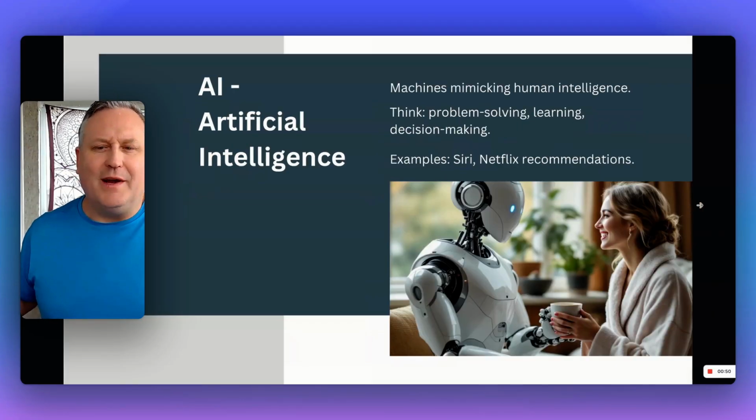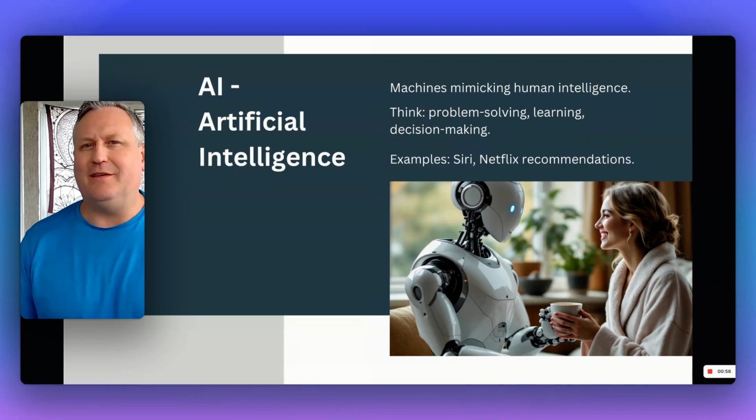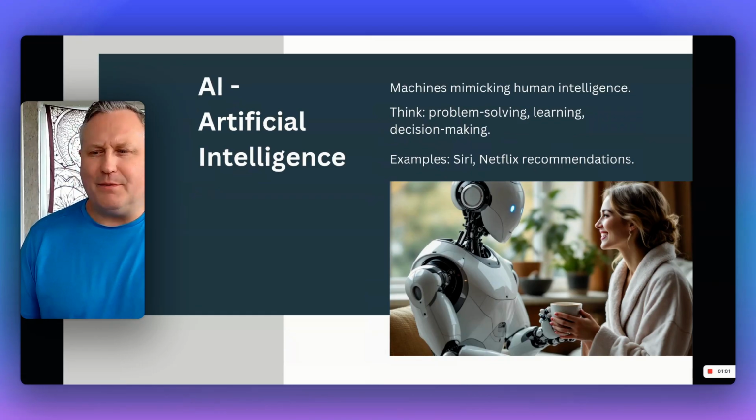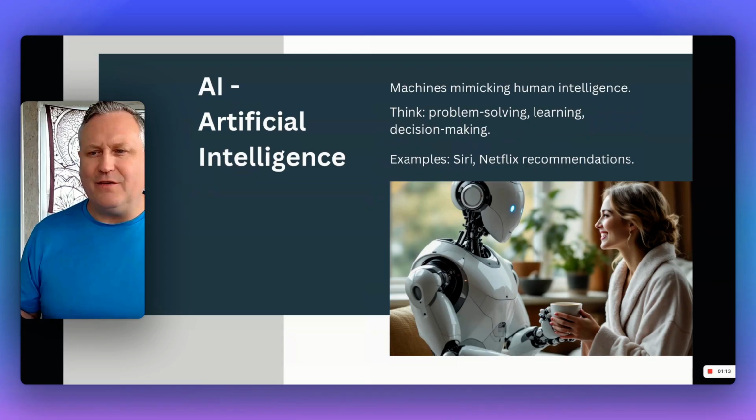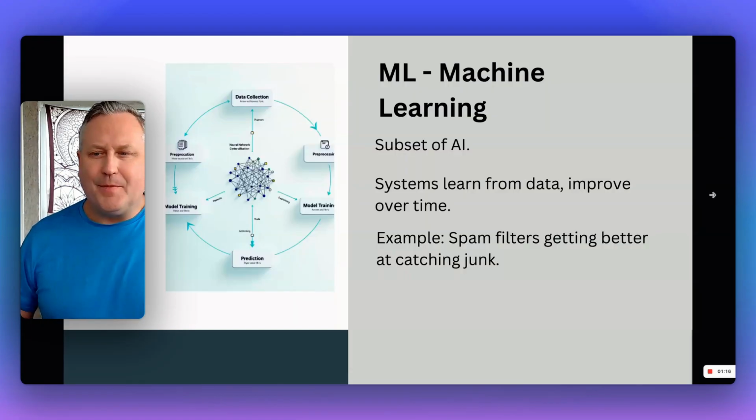So let's start with the first one, AI, artificial intelligence. This is the main word out there, that main acronym, machines mimicking human intelligence. That's really what artificial intelligence is. Think of it like problem solving, learning, decision making. The examples are out there everywhere. Siri, Netflix recommendations, Chat GPT, all of these things fall under the all encompassing artificial intelligence name, or AI.